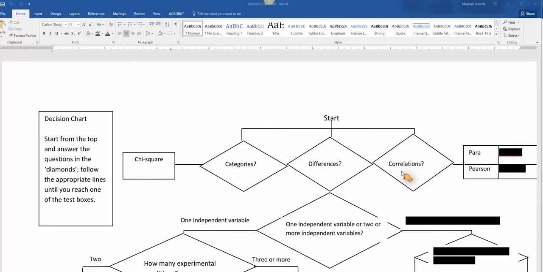If you are looking at correlations between variables, which we will come to later on, this is where you go to the parametric statistics, and under the parametric statistics, the one we will be looking at is the Pearson's correlation coefficient. That's the Pearson's R.